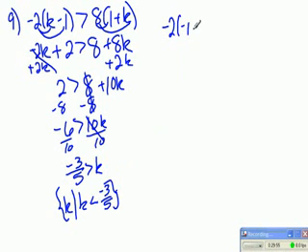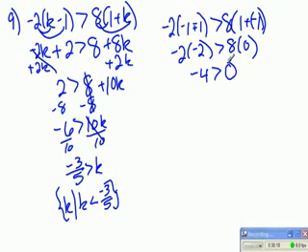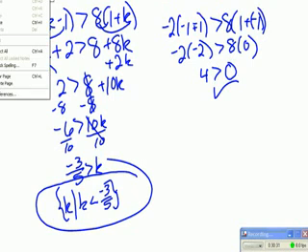Negative 2 times negative 1 minus 1 is greater than 8 times 1 plus negative 1. And negative 1 plus negative 1 is negative 2. And 1 plus negative 1 is 0. Negative 4 greater than 0. Sorry, negative 2 times negative 2 should not be negative 4. Positive. There. 4 is greater than 0. That is true, which means my answer was correct. On to number 11.